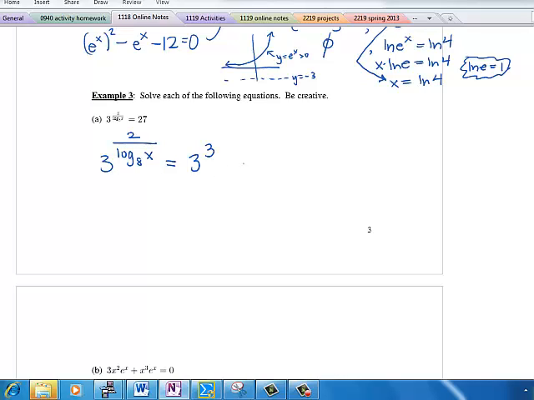Since the bases are the same, the exponents have to be the same. So that would imply, I'm not dividing by 3, I'm just saying the exponents have to be equal. Oops. So we can just equate the exponents. 2 divided by the log base 8 of x equals 3.